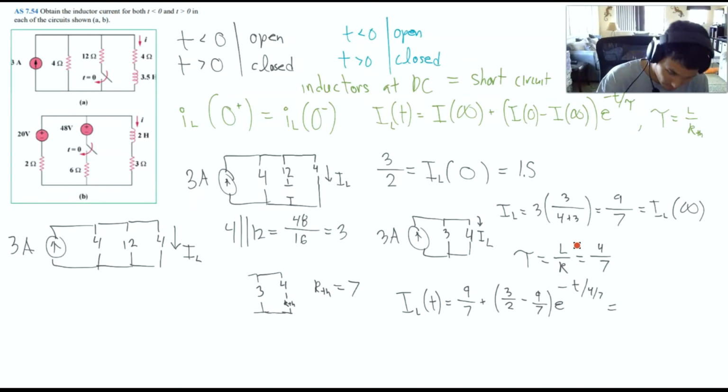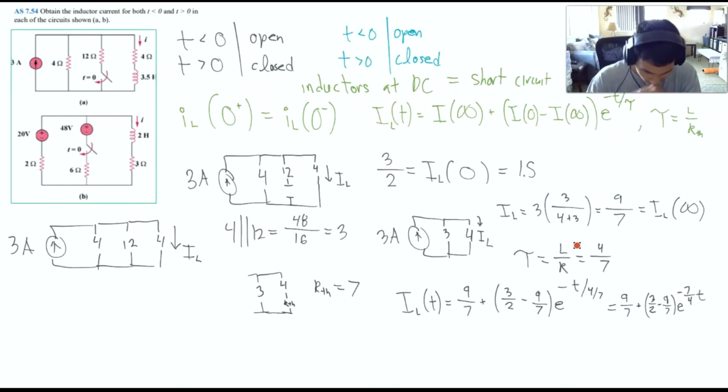And then we could fix this, write it more nicely. It's 9 over 7 plus 3 over 2 minus 9 over 7 e to the negative 7 over 4 t. And you could simplify your answer a little bit more with the fraction side there and write it as whatever you want to do, but I'm just going to leave it like that. That's the answer.